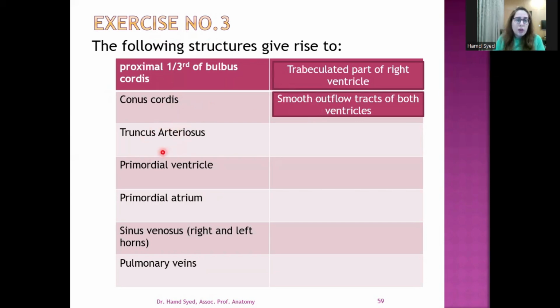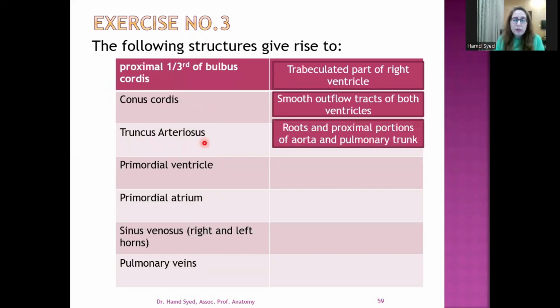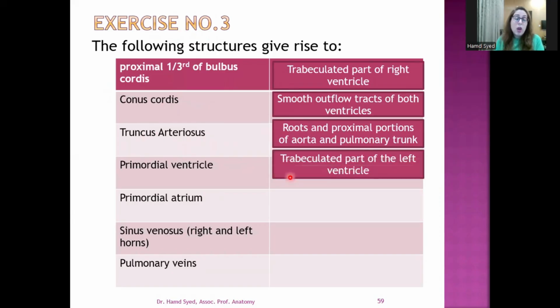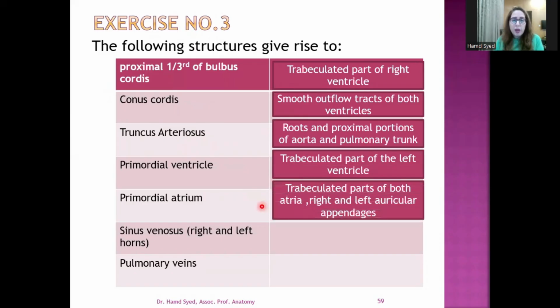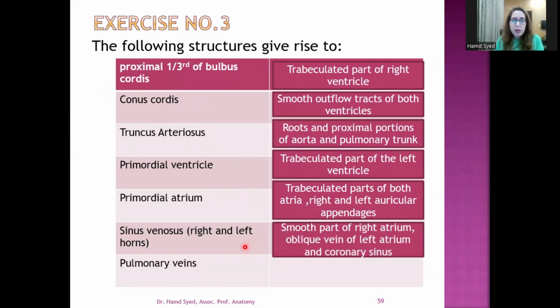If you look at the truncus arteriosus, which is the most superior aspect of the bulbus cordis, this will form the roots and proximal portions of the aorta and pulmonary trunk. Primordial ventricle gives rise to the trabeculated part of the left ventricle, and primordial atrium forms trabeculated parts of both atria, right and left auricular appendages. Sinus venosus, as I told you, forms the smooth part of right atrium, oblique vein of left atrium, and coronary sinus. And the pulmonary veins are going to form the smooth part of left atrium.